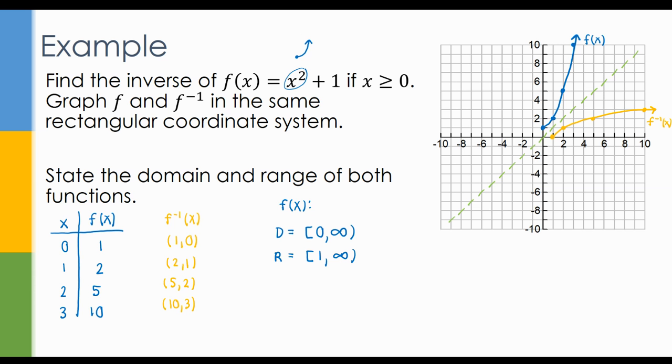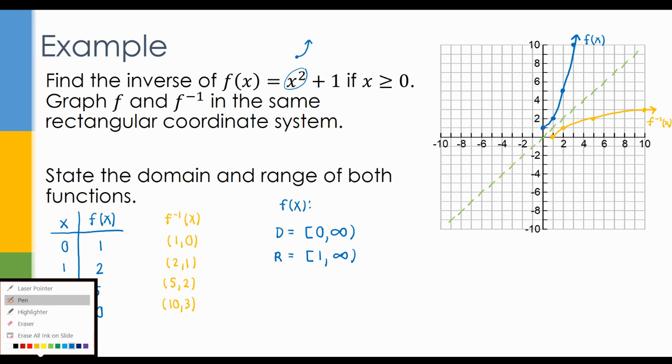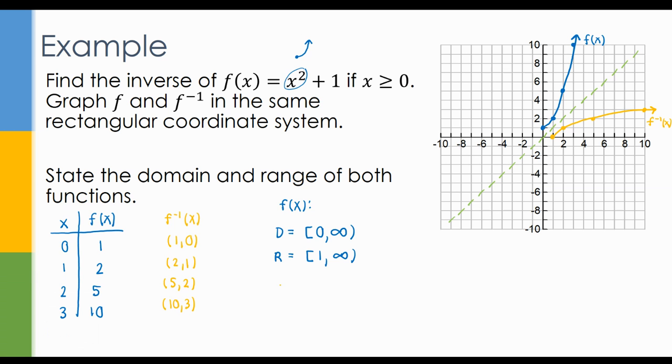Okay, so now I want to look at my inverse function. So the domain is going to be the x values. Well, notice that I'm starting at 1 and it's included and it's going towards positive infinity. If I look then at my range, which are my y values, well, it starts at 0 and it's included and it's going towards positive infinity.